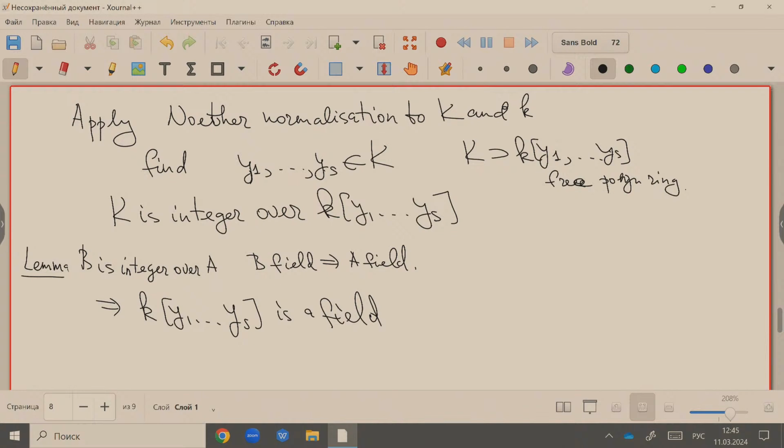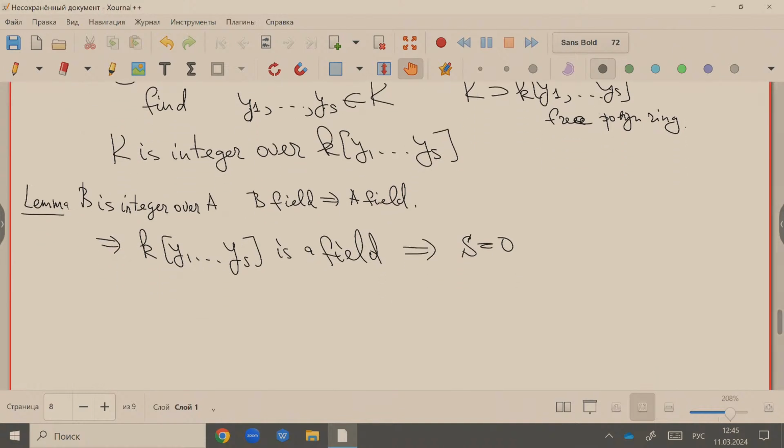Ну, нет. Но тогда s равно нулю, а почему? Потому что есть идеалы. Только что мы даже написали идеалы: y1 минус a1, ..., ys минус as, это пример максимального идеала. Ну, конечно, можно смотреть, что нет обратного.